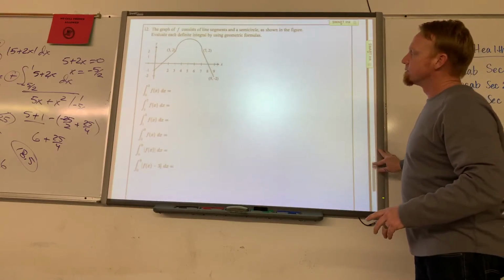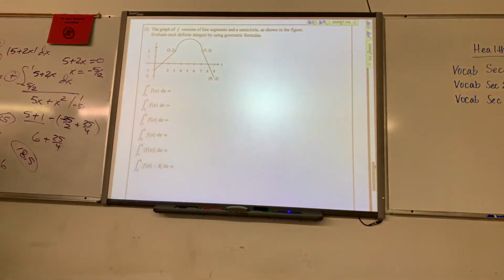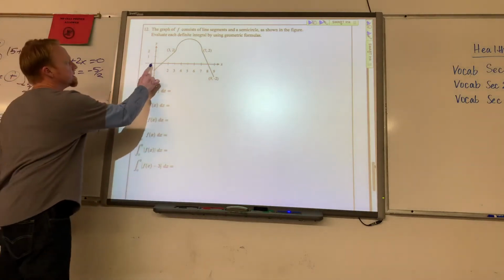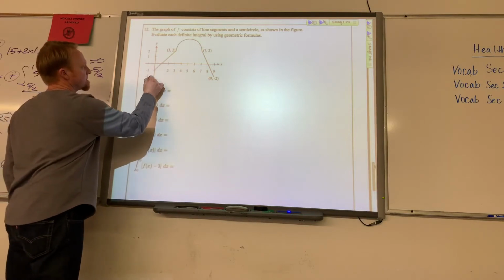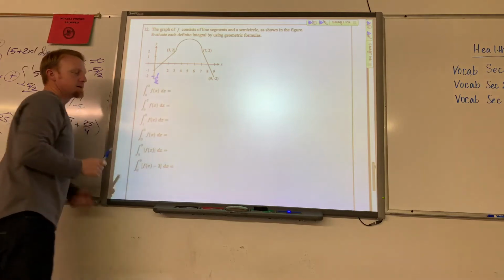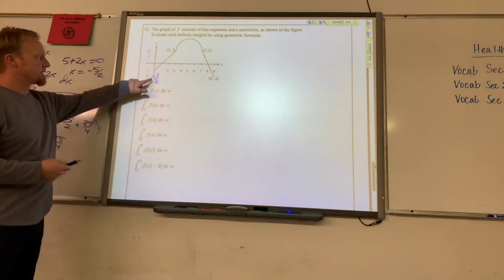All right, last one, number 12. All right, so 0 to 3, 0 to 3. So I want to figure this out. I know this right here is going to be a negative 1/2. It's a triangle that's a 1 by 1. So 1 times 1/2 gives me 1/2.